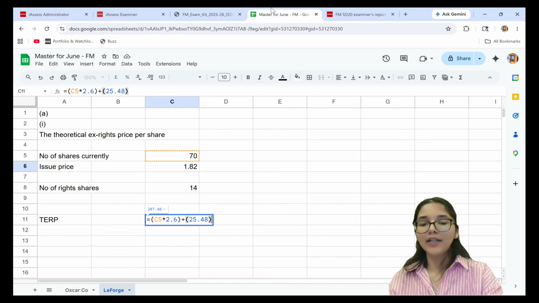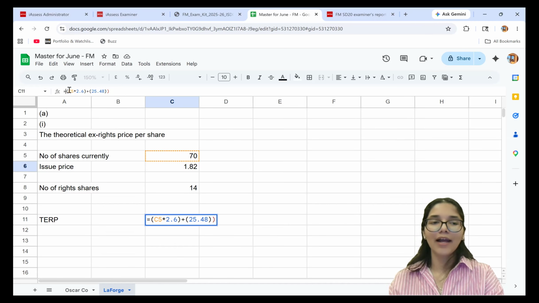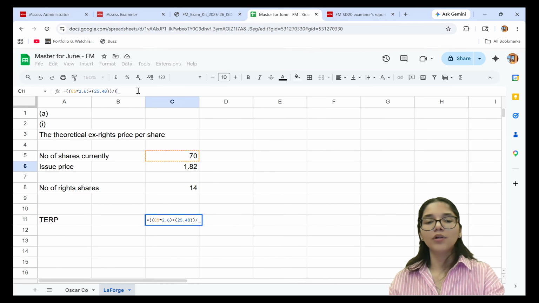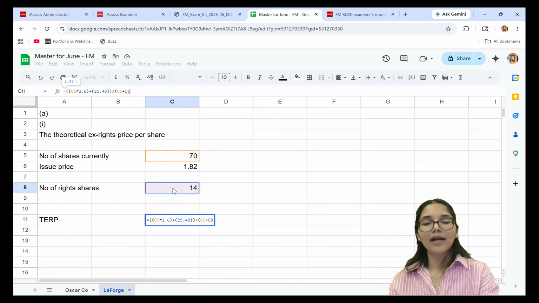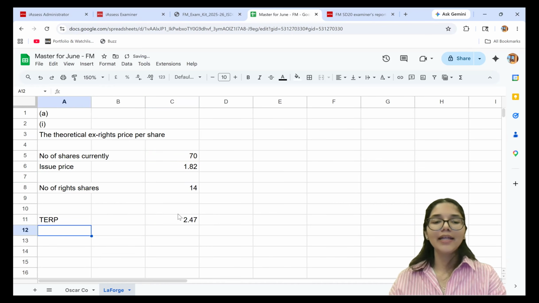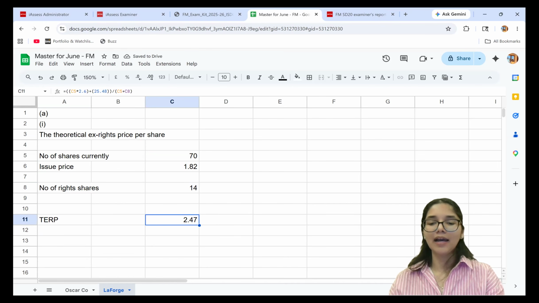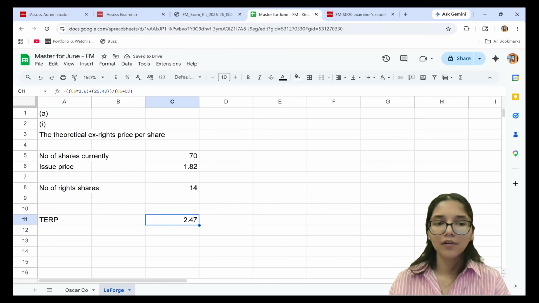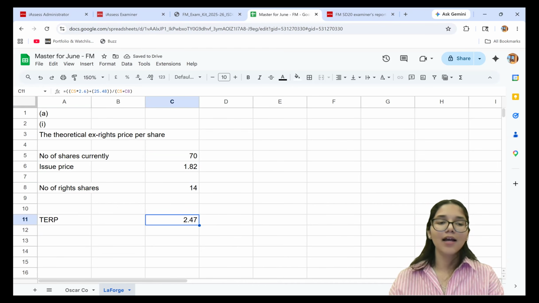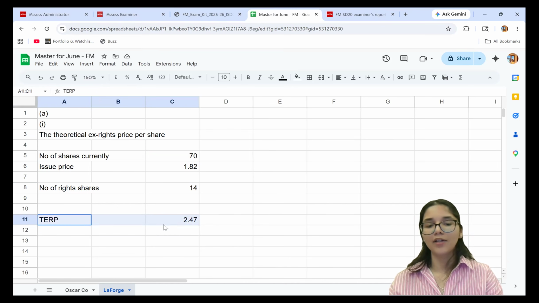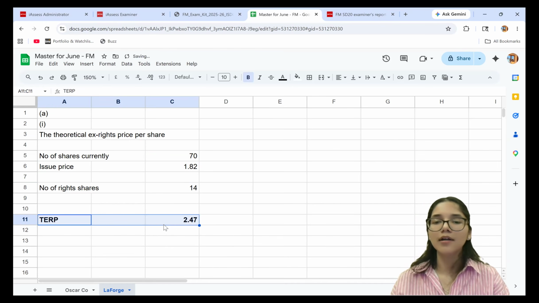And then this is my total numerator, guys. Now I have to divide this by the total number of shares. So the total number of shares will be, earlier I used to have 70. Now I have 14 more. So I hit enter. This is what my TERP is now going to look like. This is my final answer for the first part under part A of the requirements. Do you all follow? Shall we head to part 2 now of the same part?